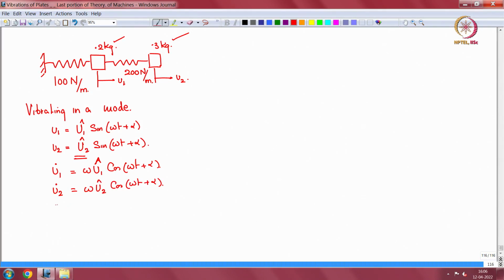So now what is the maximum potential energy? V max is given by 1/2 the maximum stretch in this spring, which is 100 into u1 hat minus 0 whole squared, since this end of the spring is into the wall, plus 1/2 into spring constant into u2 hat minus u1 hat squared.